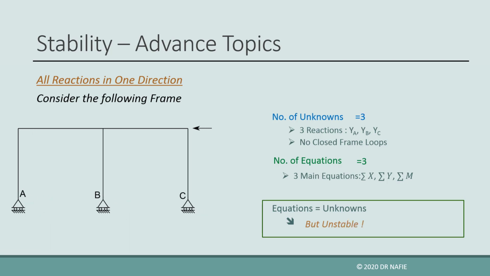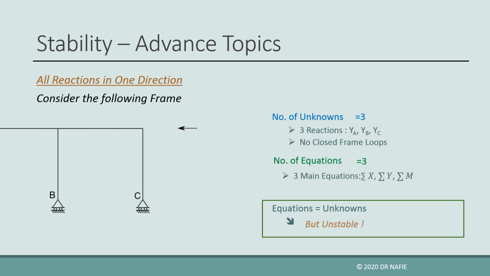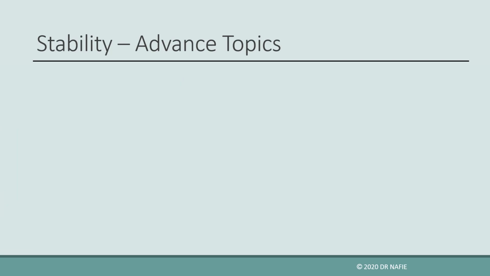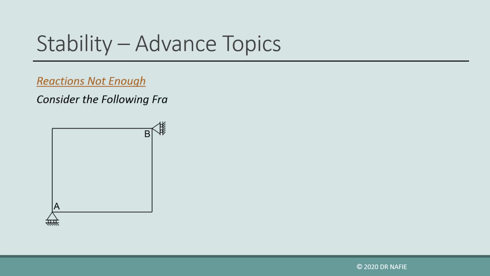The instability can be easily visualized when the frame is subjected to a horizontal force because no support in the horizontal direction is present to resist this force. Another case of instability occurs when the number of external unknowns, the reactions, is not enough.